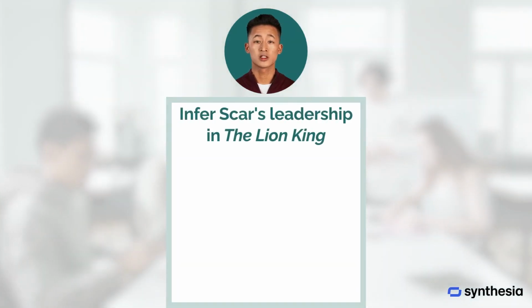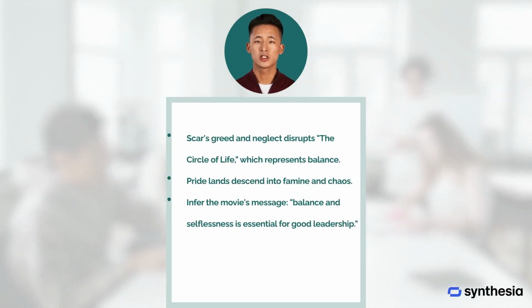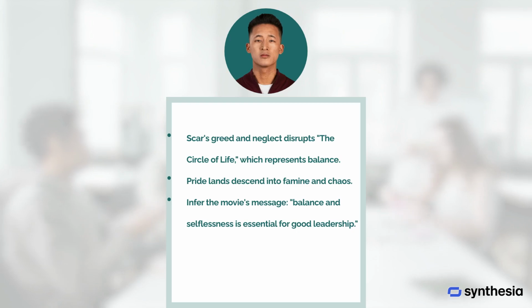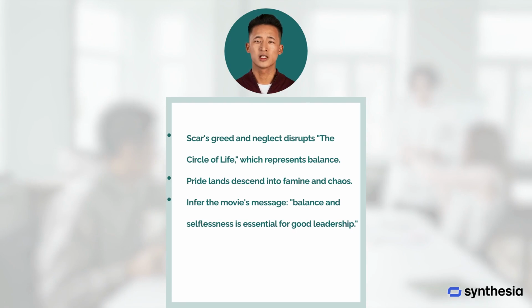When Scar takes over, his leadership is defined by greed and neglect. He allows the hyenas to overhunt, disrupting the balance and the circle of life that Mufasa once protected. Under Scar, the once thriving Pride Lands descend into famine and chaos.